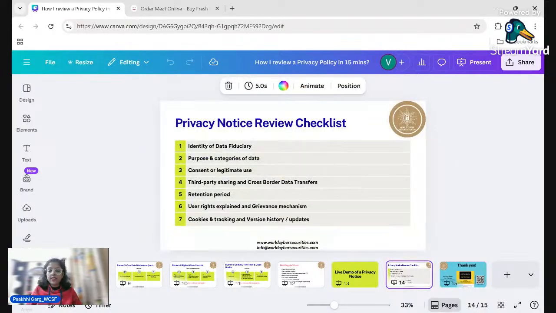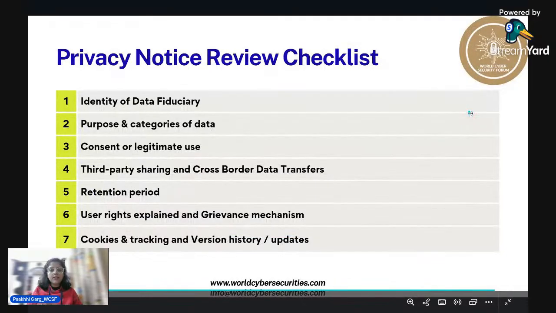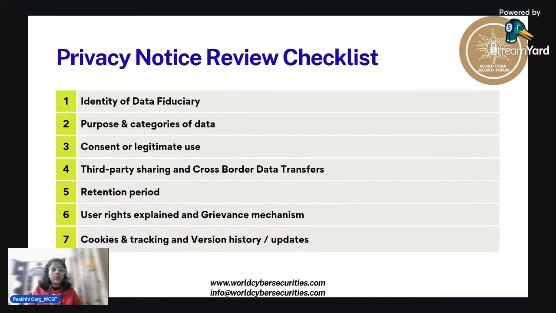Now, a quick checklist again for all of you. Please take a moment to take a screenshot of the privacy notice review checklist that I have prepared for you, which clearly lists the pointers that need your attention: identity of data fiduciary, purpose and categories of data, consent or legitimate uses, third-party sharing, cross-border data transfers, data retention period, user rights explained along with grievance officer details, cookies and tracking, and the version history. In the majority of privacy notices, I have personally witnessed that the version history is missing. They don't write when the policy was last updated. But that becomes pretty important.